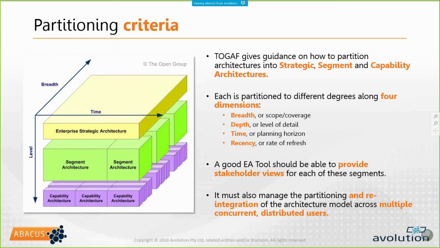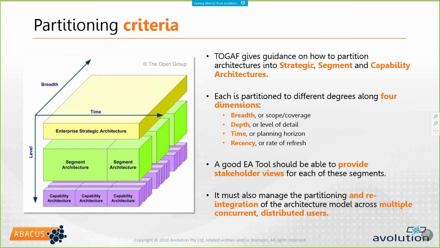So when we're looking at the EA tool, it's got to do a couple of things. It's got to be able to represent all these different viewpoints, so you've got to be able to provide that high level view, your architecture vision, the enterprise level roadmap, right down to the capability level roadmap. It's got to represent those different views and do them consistently, because what you do not want to do, when you're partitioning, is introduce disjoints or disconnects into your architecture.